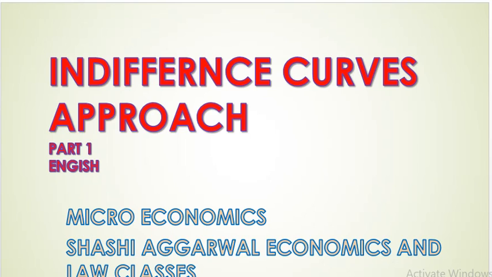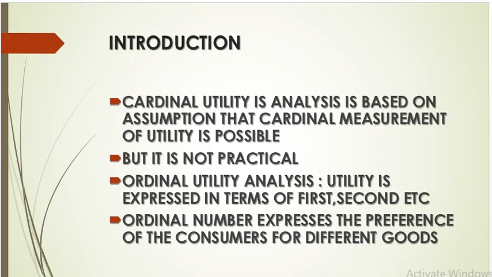For the subject Microeconomics, today we are going to do the indifference curve approach. That is the first part, in which we will understand what is ordinal utility analysis. Then we will understand the meaning and definition of indifference curve, then the indifference curve map, then the law of diminishing marginal rate of substitution, and then assumptions.